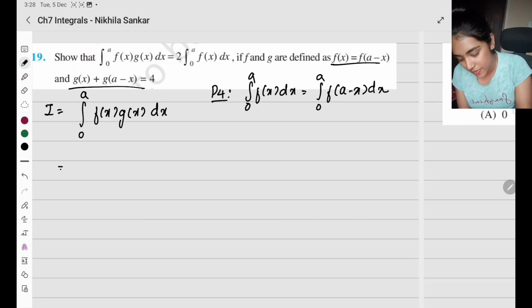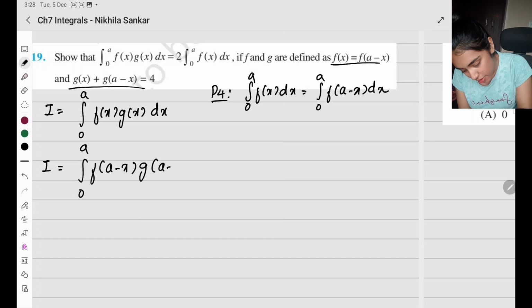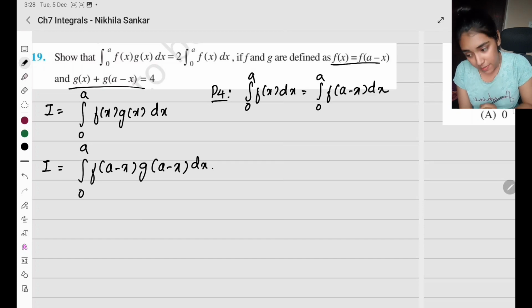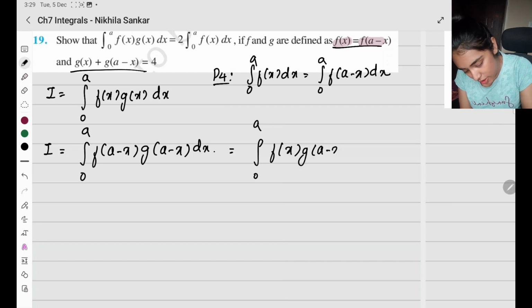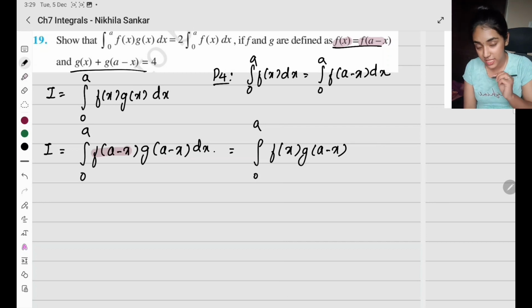Can we apply this? So when I use property 4, I have I equals 0 to a f of a minus x g of a minus x times dx. But what do I know from the question? f of x is going to be f of a minus x. So can we substitute that? So I have, this is going to be integral 0 to a of f of x times g of a minus x, because f of a minus x is going to be f of x, it is given in the question.